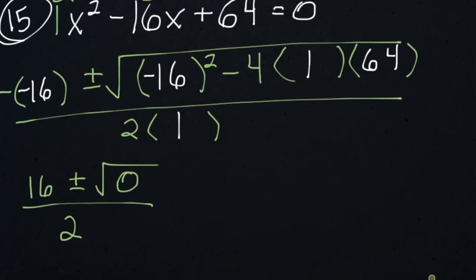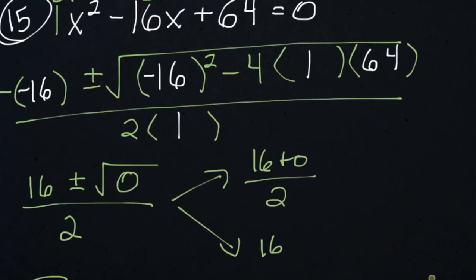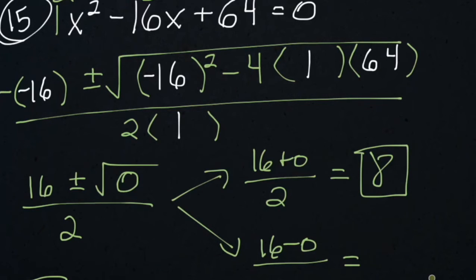We had one of those cases before, right? What happens? What's the square root of 0? Well, the square root of 0 equals 0. So I have two cases, right? 16 plus 0 divided by 2 and 16 minus 0 divided by 2. They end up being the exact same thing. 16 divided by 2 is 8. So I have a double root at 8. That means my quadratic comes down and touches the axis at 8.